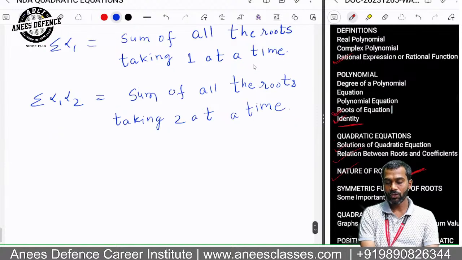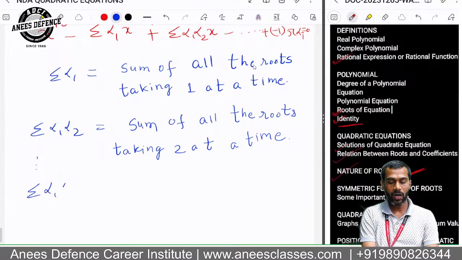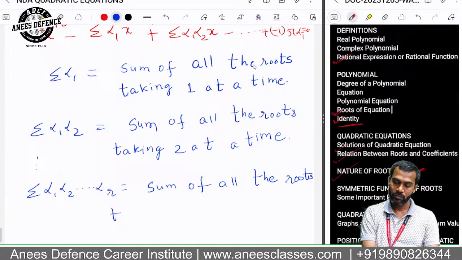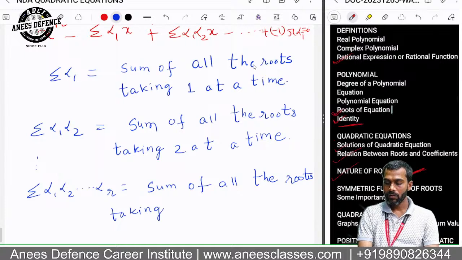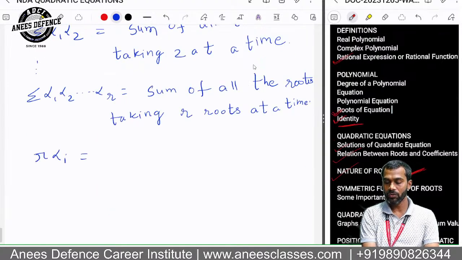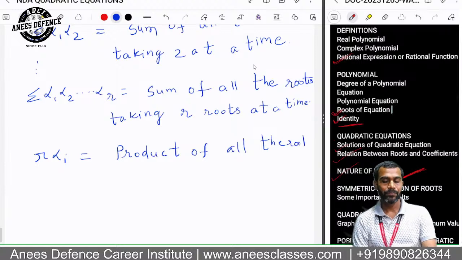Now what is summation alpha 1 alpha 2 up to alpha r, and so on? It would be the sum of all the roots taking r roots at a time. Is there any doubt? Similarly, what is pi alpha i? Pi means product. So that is the product of all the roots. Is there any doubt?